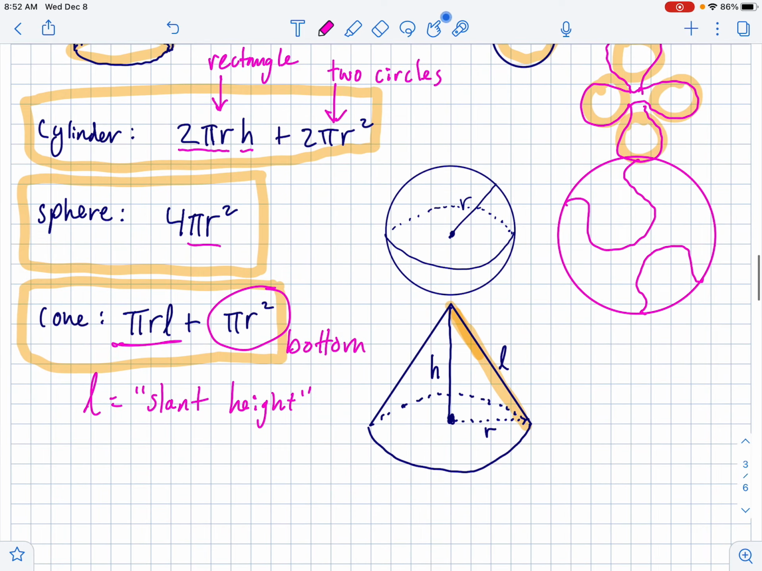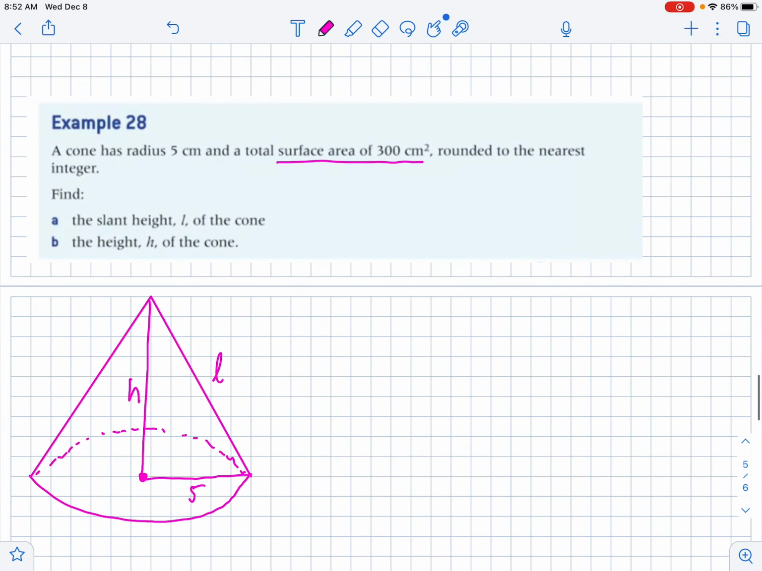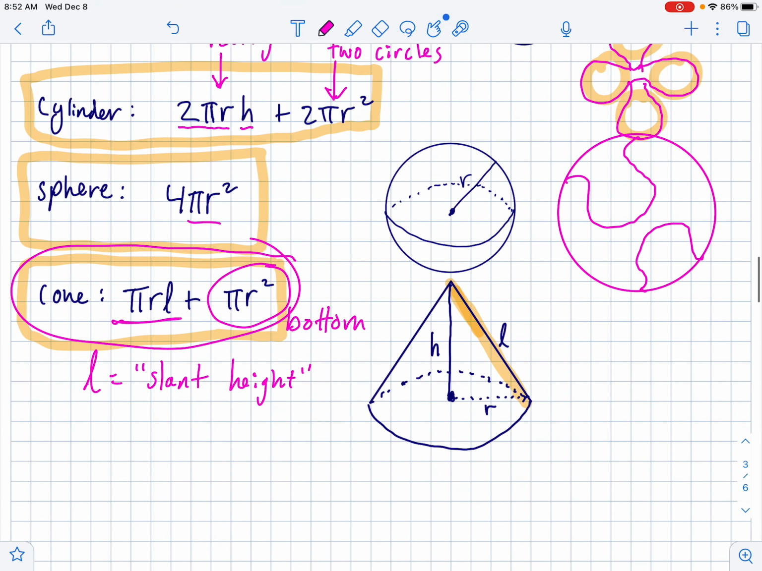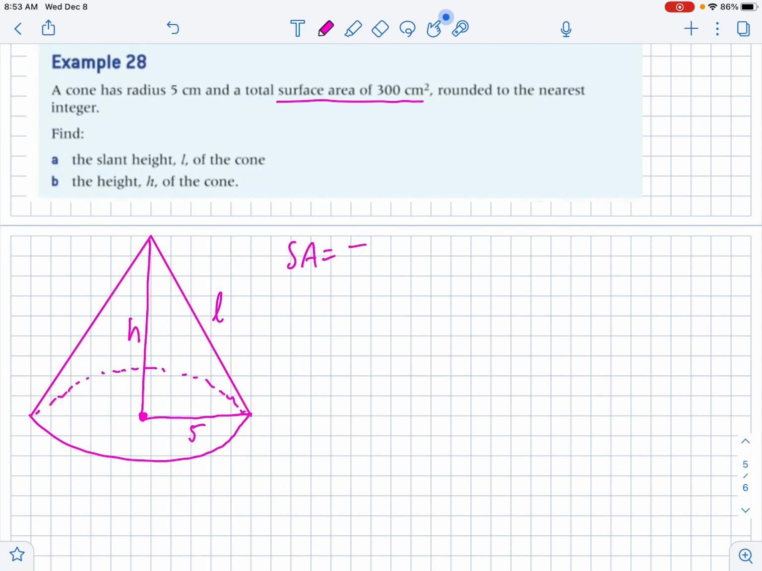If we go back up here to our formula for a cone, the formula for a cone is pi r L plus pi r squared. Since they gave us the surface area, the surface area is going to be pi r L plus pi r squared. We know the surface area is 300 because they give it to us in the problem. We know that the pi is pi and the radius is 5. We don't know L, and then that part is 5 squared.